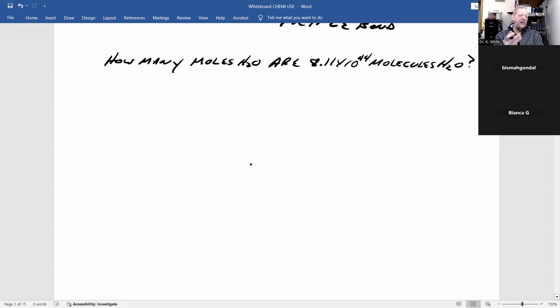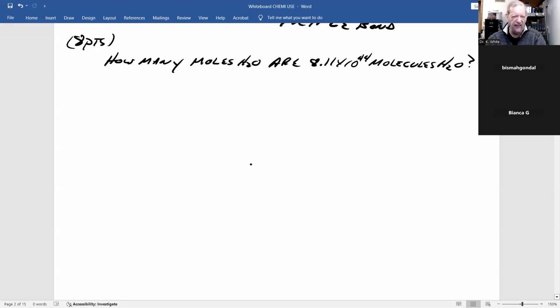And I don't know, say 8 points, maybe 10. And sometime in the future, you see this on a piece of paper. How many moles of H2O, you should know is water, are 8.11 times 10 to the 44th molecules of water?